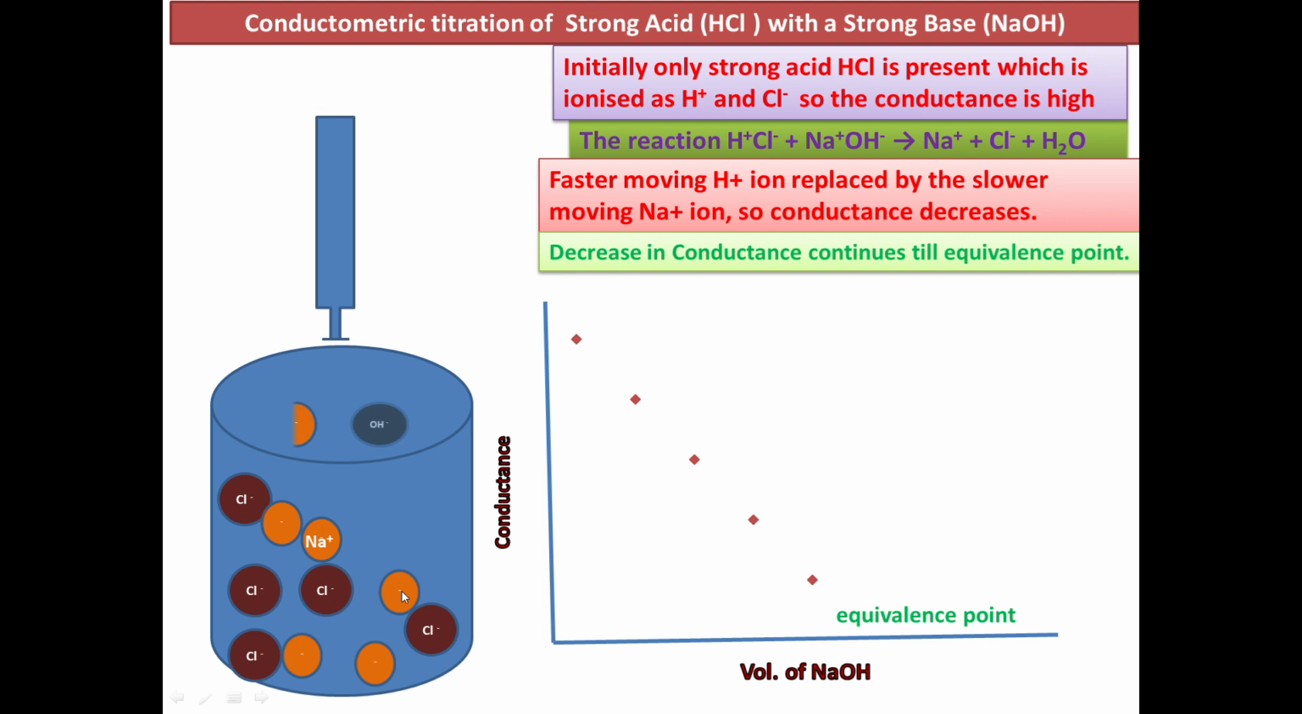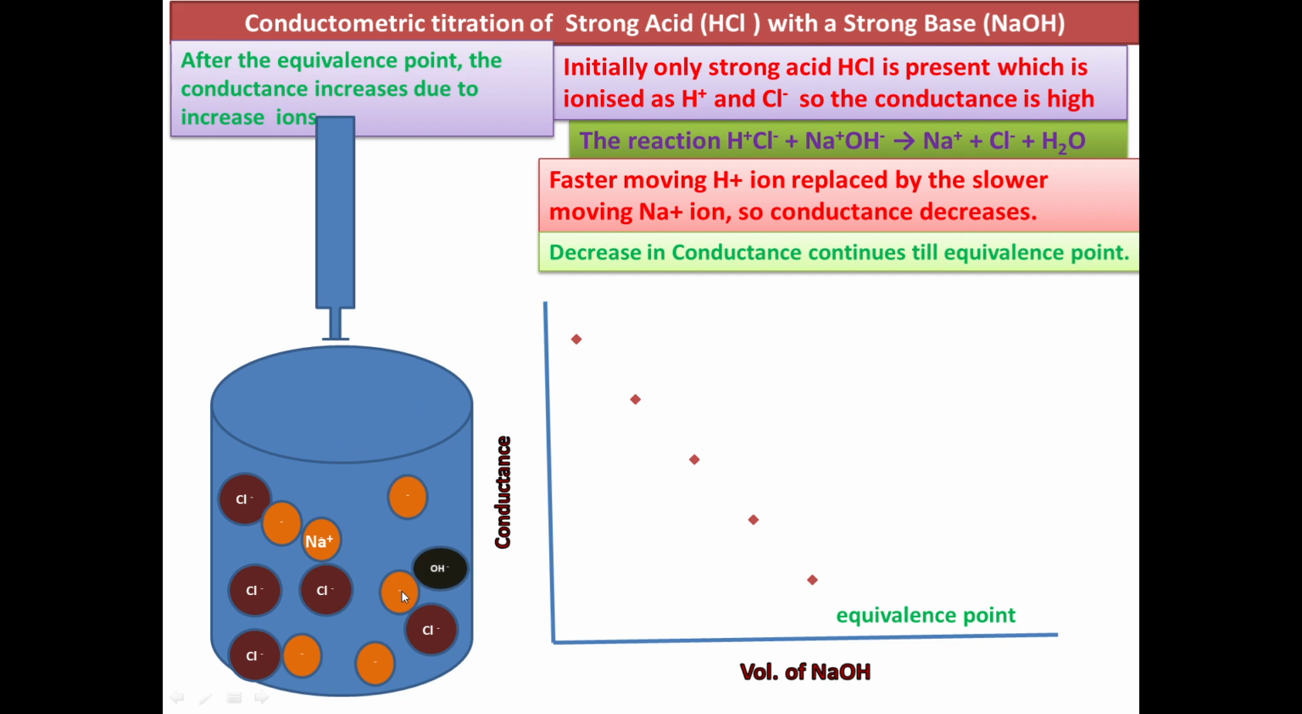Now if you again add NaOH into the solution, then it will ionize into the solution as Na plus and OH minus ions, and due to the increase in the number of ions, conductance of the solution increases. After the equivalence point, when you add NaOH, there is no H plus to react with the OH minus ions, so there is an increase in the number of ions and conductance of the solution also increases by adding NaOH. If you draw two lines in this graph, then the intersection of these two lines gives the equivalence point.